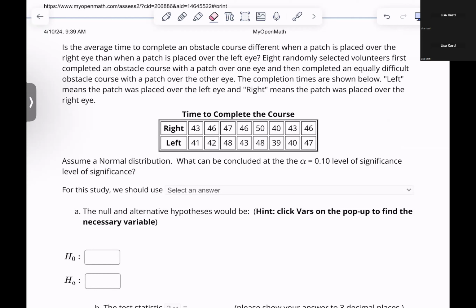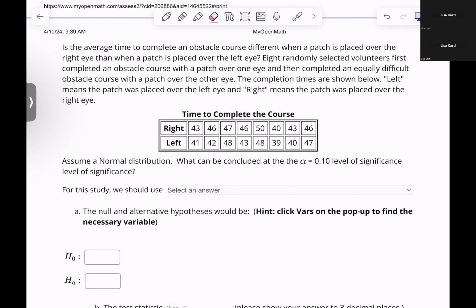Little known fact. 8 randomly selected volunteers first completed an obstacle course with a patch over one eye, and then completed an equally difficult obstacle course with a patch over the other eye. The completion times are shown below. Left means the patch was placed over the left eye, and right means the patch was placed over the right eye. Assume a normal distribution. What can be concluded at the alpha equals 0.1 level of significance?